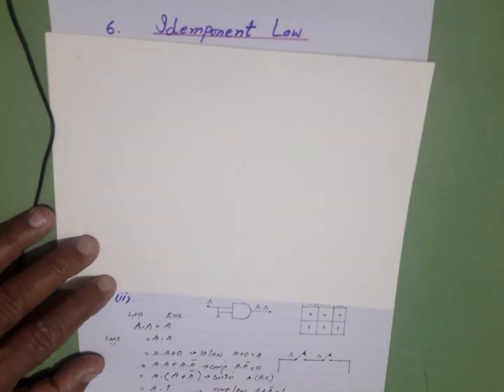Therefore we can say A dot A, and finally we have reached A. Therefore we could conclude that A dot A is equal to A, or we can say when a variable is ANDed with itself, it equals the variable.